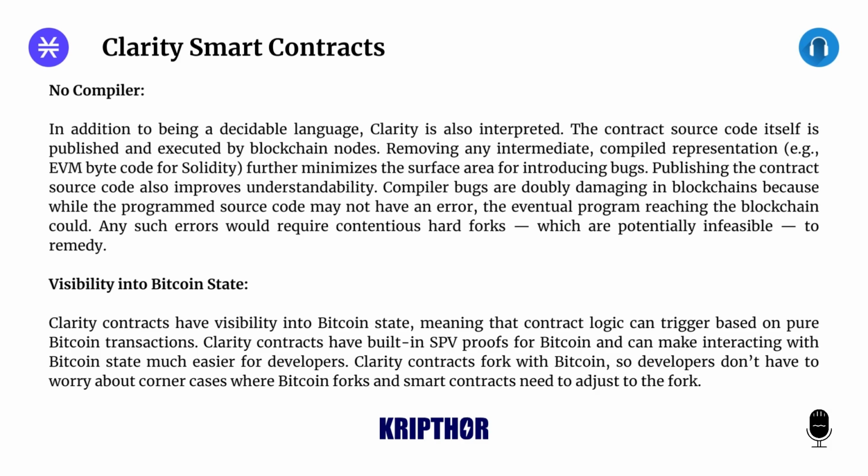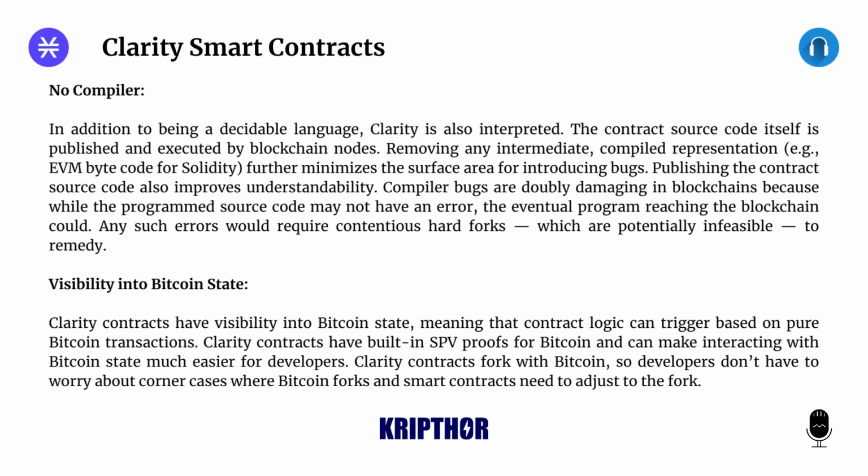Compiler bugs are doubly damaging in blockchains because while the programmed source code may not have an error, the eventual program reaching the blockchain could. Any such errors would require contentious hard forks, which are potentially infeasible to remedy. Visibility into Bitcoin state. Clarity contracts have visibility into Bitcoin state, meaning that contract logic can trigger based on pure Bitcoin.